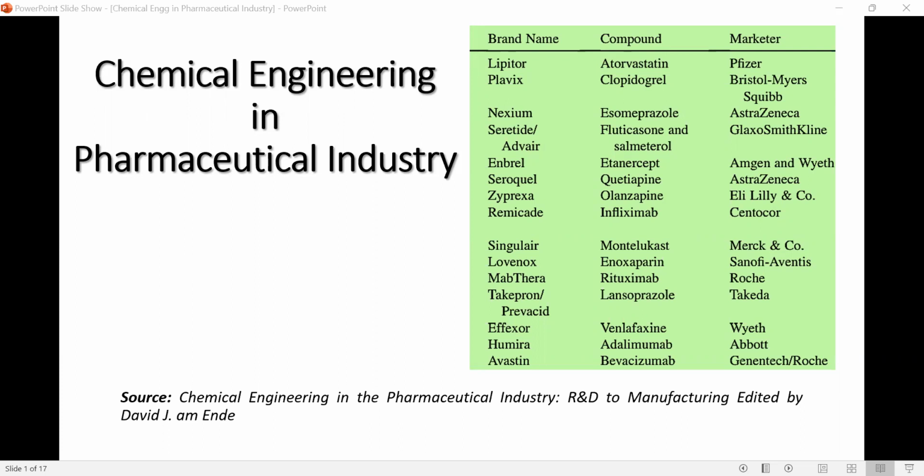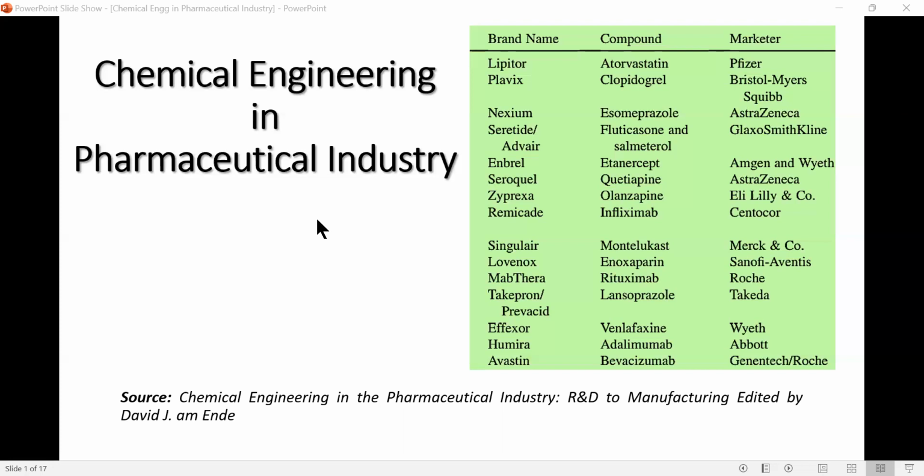Welcome, friends, to lecture one of chemical engineering in the pharmaceutical industry. The notes I am going to explain are from Chemical Engineering in the Pharmaceutical Industry: R&D to Manufacturing, edited by David J. am Ende. As you see on the right-hand side in the green box, it shows a brand name, compound, and the marketer.